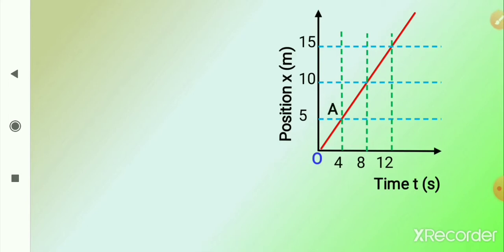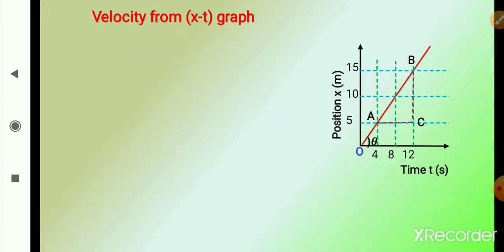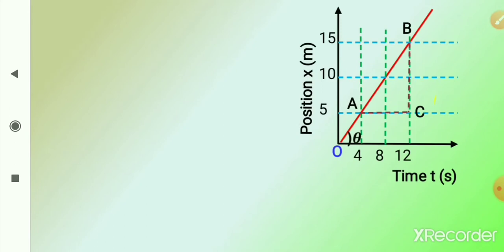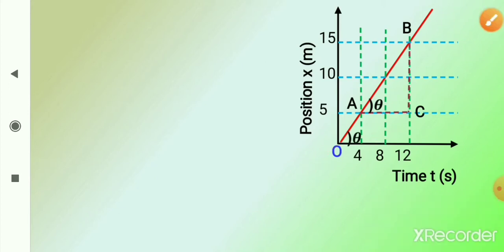So for this you can choose any 2 points on the graph, like I have taken points A and B, and complete a triangle like ABC. Now let us take this angle as theta. The graph is making angle theta with the x-axis or time axis. So if this angle is theta, this angle will also be theta only.